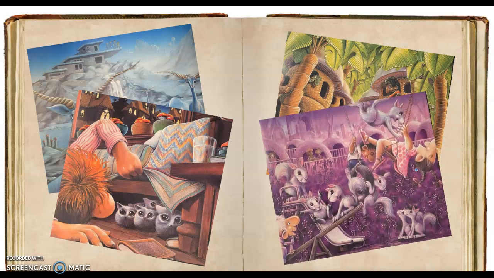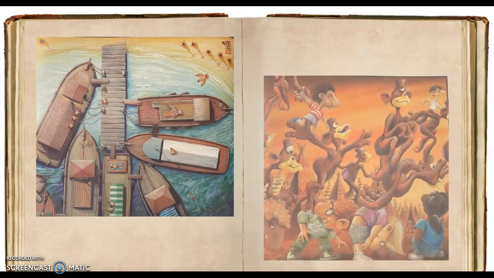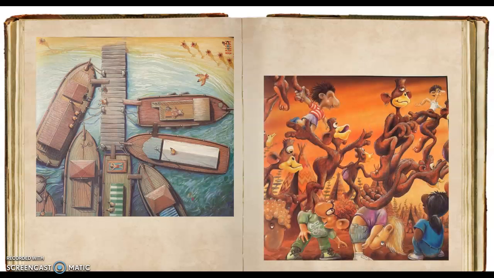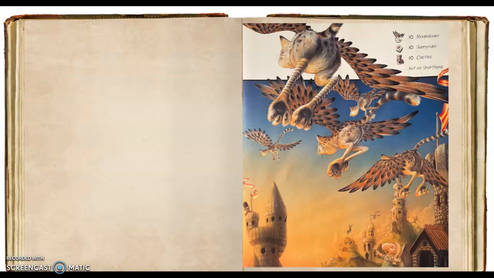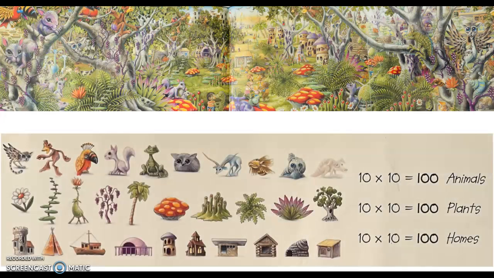And their grandchildren added to the list too, with 8 feathered frinklepods and 9 leaping lumpy bums. Finally, 10 magnificent loopaloops. And on a beautiful day, in the very beginning of spring, we would see that the forest and the city found themselves in perfect balance.